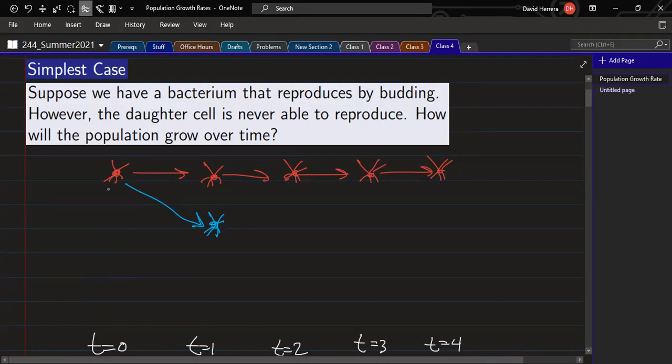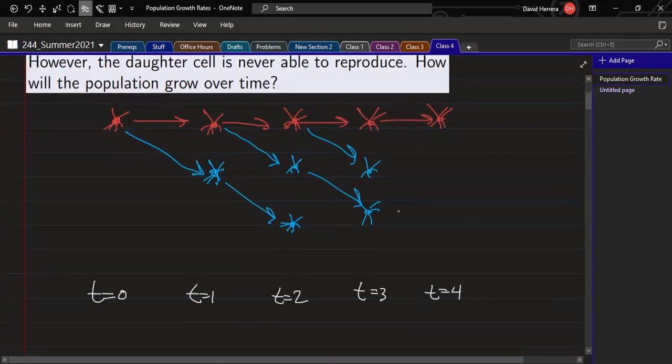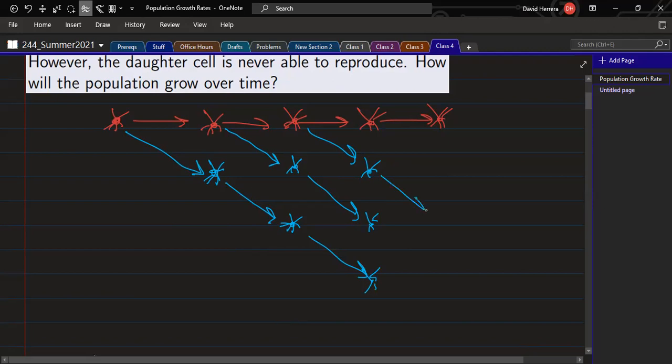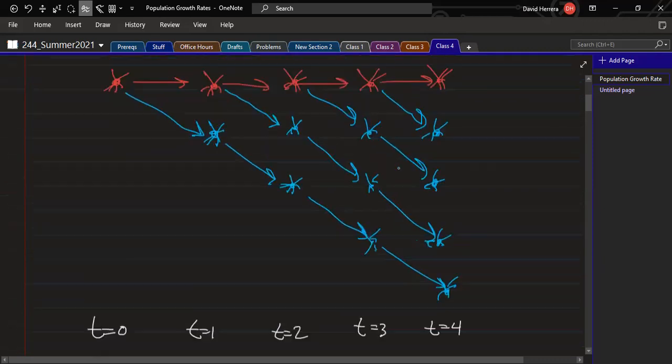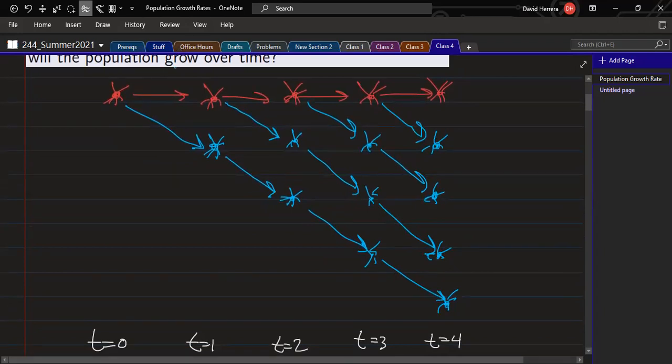So at the first time step, from T equals 0 to T equals 1, there's one offspring. And then this offspring continues to go on with its life, but it's not able to have any offspring, so it just continues. In the second step, this one is able to have another one. And so on. So these continue going. And so we can see what the population size is on each step. So it starts off at 1, and then it increases by 1 every time.